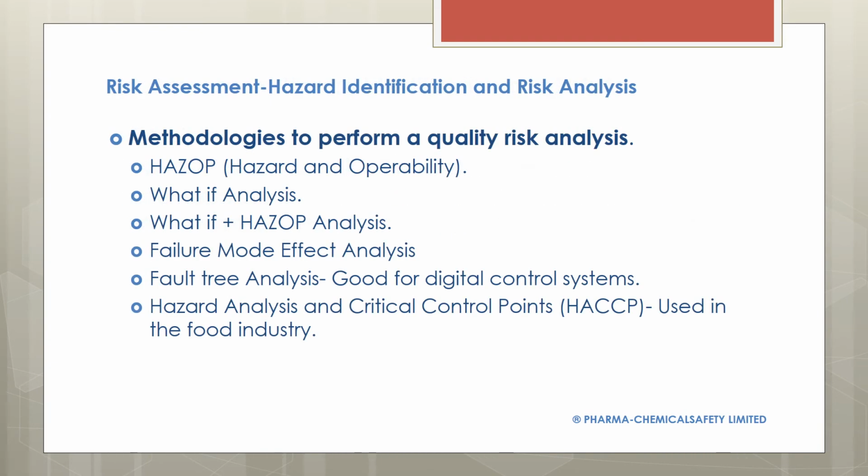Also, these agencies or the FDA are going to be looking for what methodology you used. It's going to be a hazard and operability study. It's going to be a what-if analysis. It's going to be a what-if and hazard analysis. It's going to be a failure mode and effects analysis, fault tree analysis, or hazard analysis and critical control points, which is more for the food industry. Which one of those?